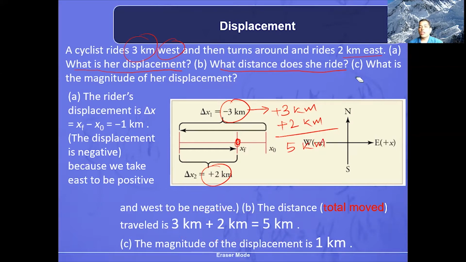All right. Then part C is what is the magnitude of her displacement? Meaning, what is her displacement again? Her displacement was -1, right? If you remember. So what is the magnitude of the displacement? You just ignore the negative sign. So that's the magnitude, right? So magnitude is 1 kilometer. And that negative sign signifies the direction, okay? So it has both magnitude and direction. 1 kilometer is magnitude. And if you write minus, that means that's the direction. In our case, that minus tells me that she traveled to the left. Okay, that's the thing.